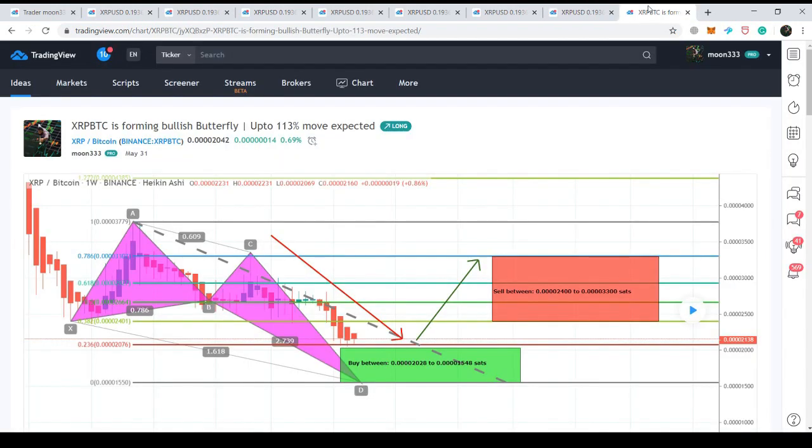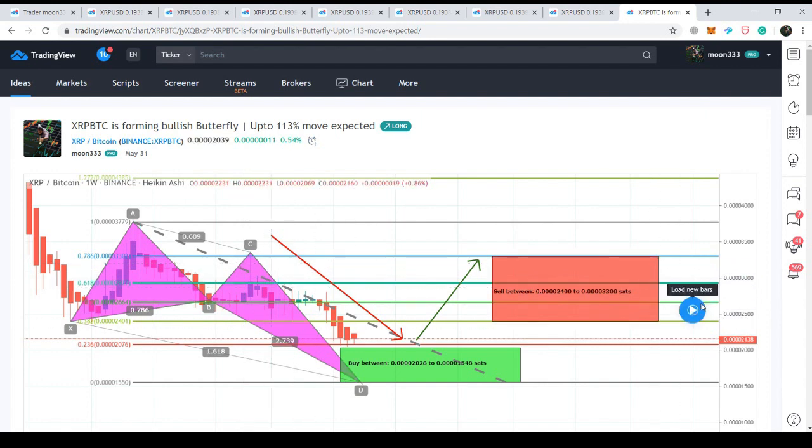Now let's have a look at the price analysis of XRP with the Bitcoin pair. The XRP with Bitcoin pair has formed a very good butterfly pattern on this weekly, long-term chart. This is the initial leg, and after that, the second leg is retraced between 0.618 and 0.786 Fibonacci. That is the first confirmation of a bullish butterfly pattern. Then we have the Fibonacci projection between 0.382 and 0.886 Fibonacci projection, and this is the projection of the A to B leg. And this is the second confirmation, and now it has been retraced.